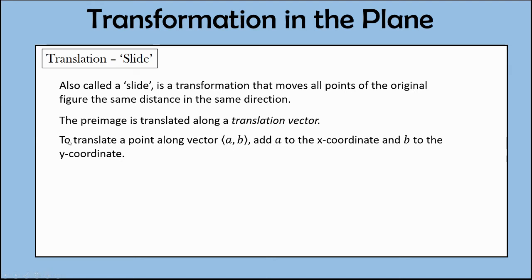So if we're going to translate a point along a vector given to us, notice the look of this parenthesis here is different. That indicates a vector. Essentially, what we're going to do is the A is what we're going to add to the X coordinate of the pre-image. The B is what we will add to the Y coordinate of the pre-image. Okay, so this is vector notation, and this is function notation. This is actually what we do with the vector.